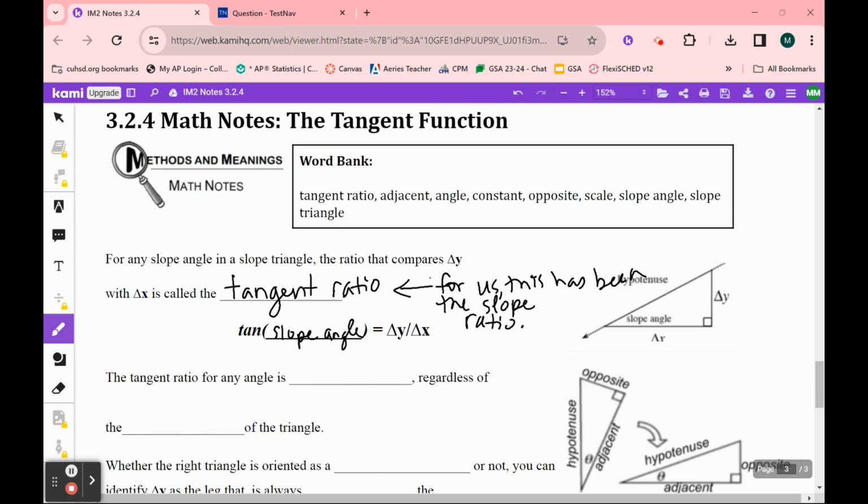We read this as tan of a slope angle equals change in y over change in x. Now for any angle, the tangent ratio is constant. Meaning no matter how big you make your triangle, that ratio, that fraction, that slope is always the same, regardless of the scale of the triangle.